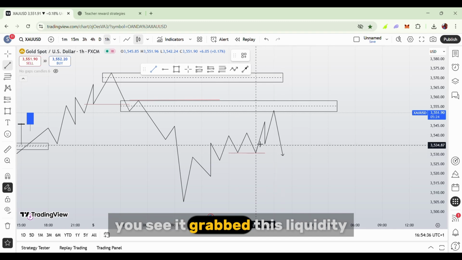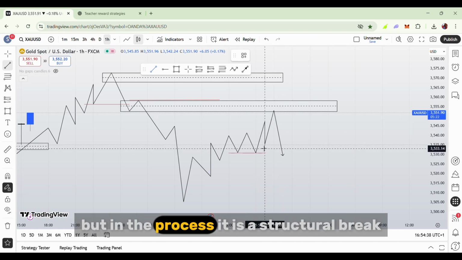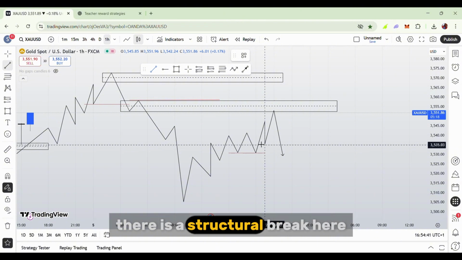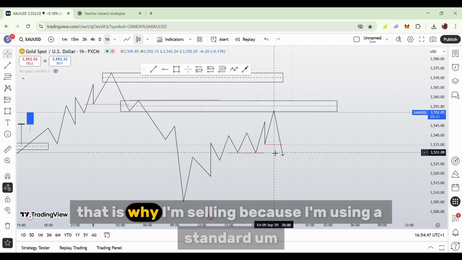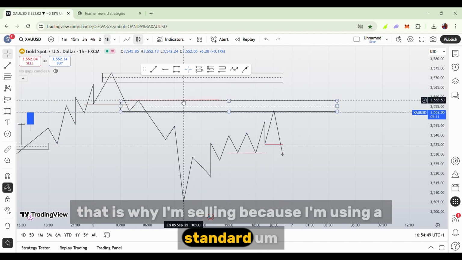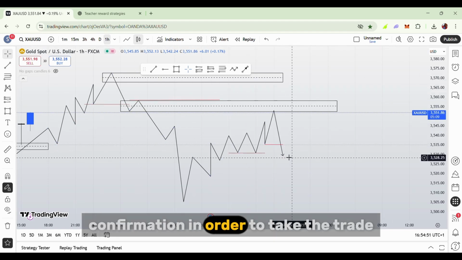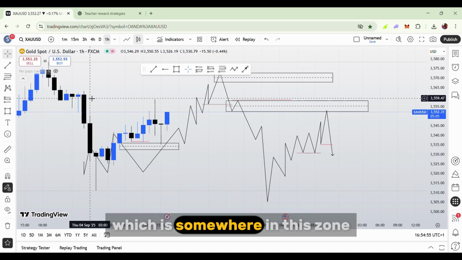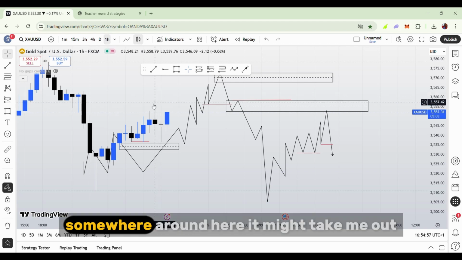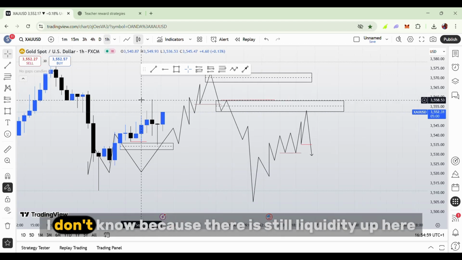You see, it grabbed this liquidity, but in the process, it is a structural break. There is a structural break here. That is why I'm selling, because I'm using a standard confirmation in order to take the trade, which is somewhere in this zone, somewhere around here. It might take me out. I don't know.